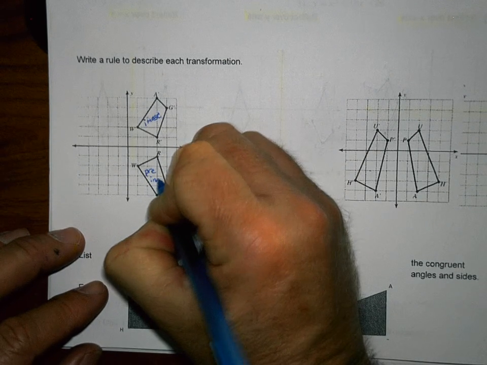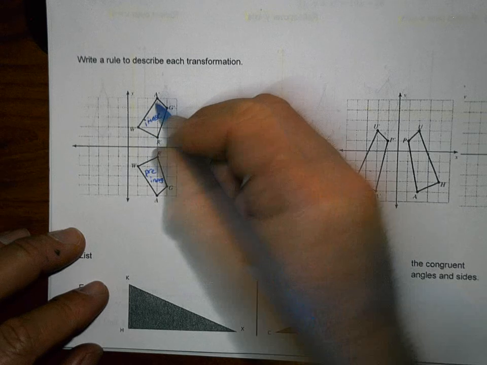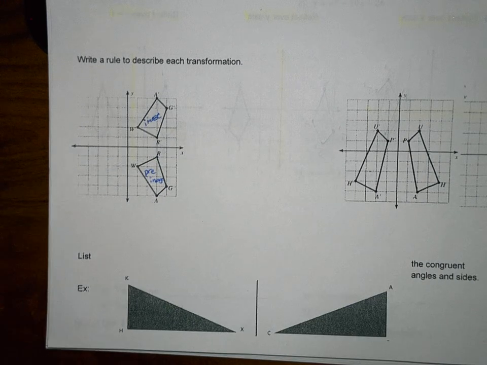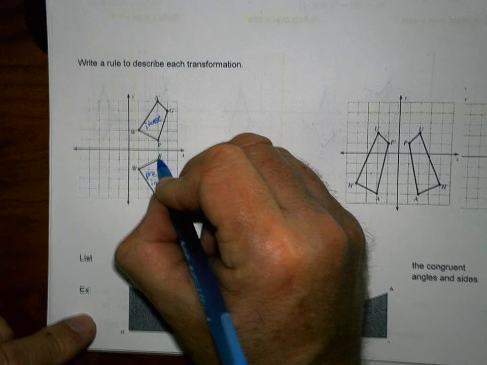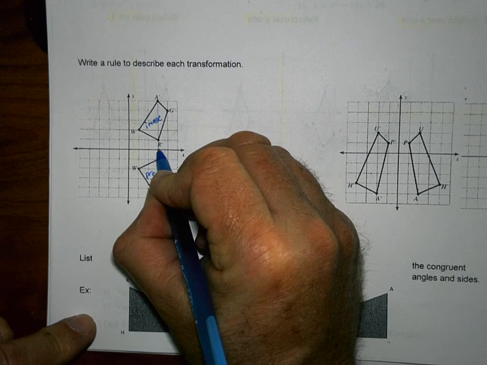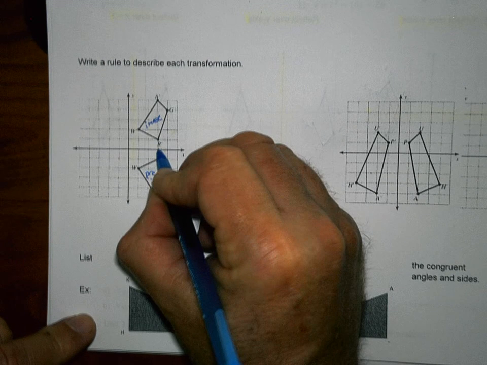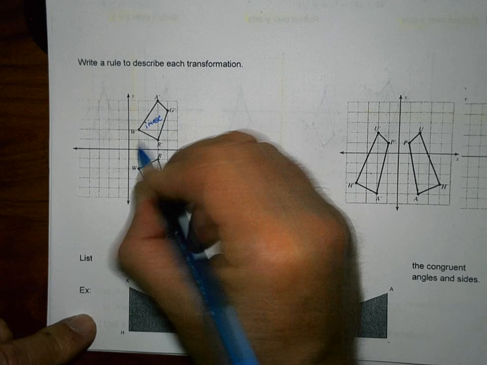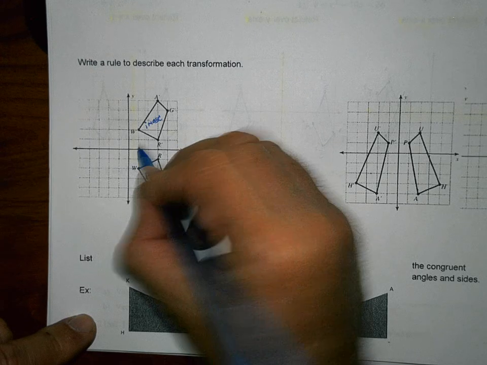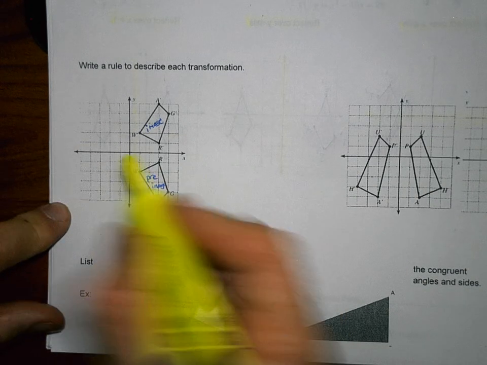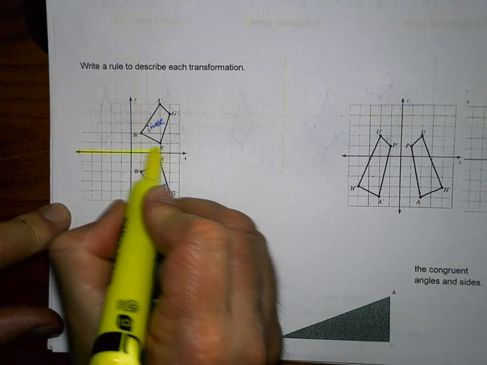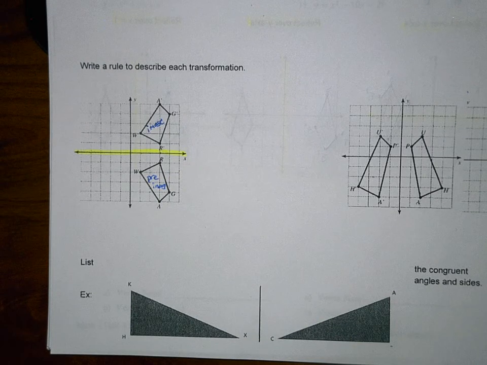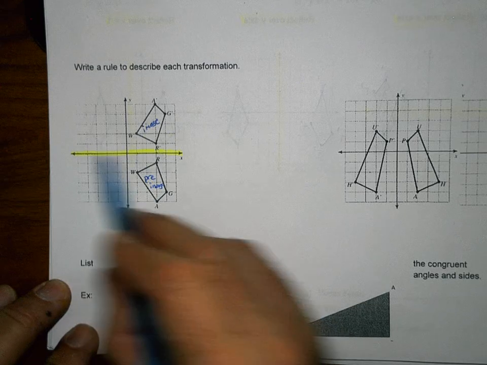So what am I doing? Did I flip it? Yes, I did. What did I flip it over? Well, what we do is, key in on a point. Let's look at R. R is one space away from the x-axis. R prime is one space away from the x-axis. W is two spaces away from the x-axis. W prime is two spaces away from the x-axis. So we absolutely know that I'm reflecting it over the x-axis.